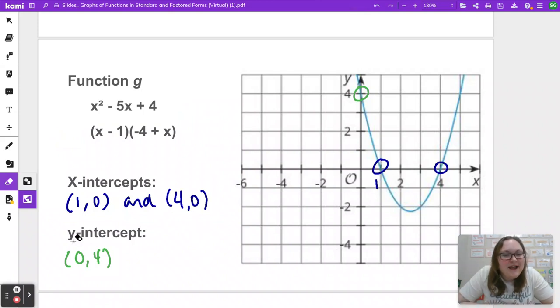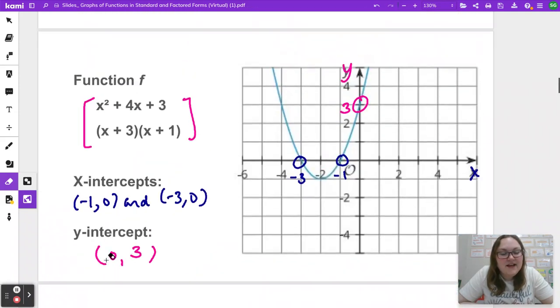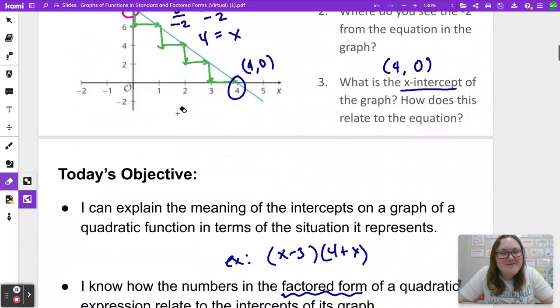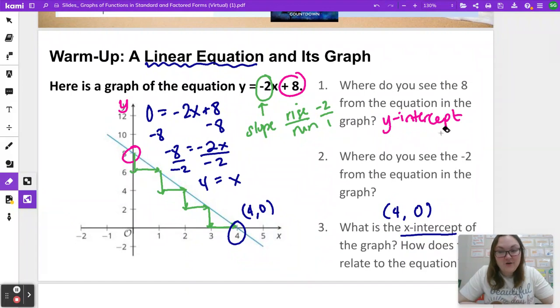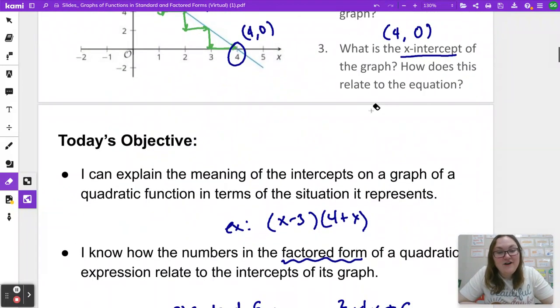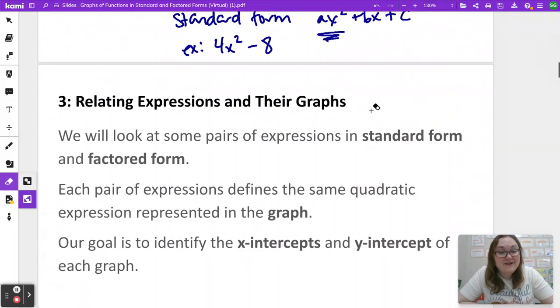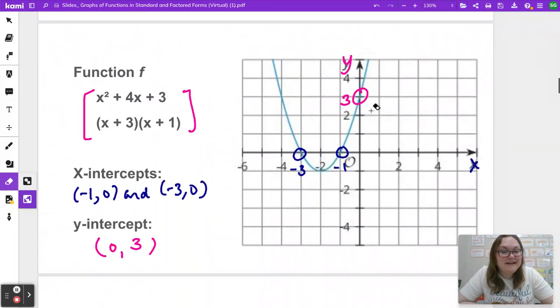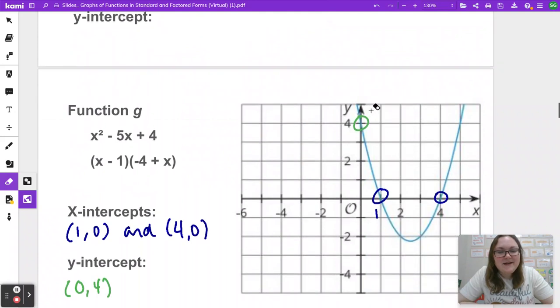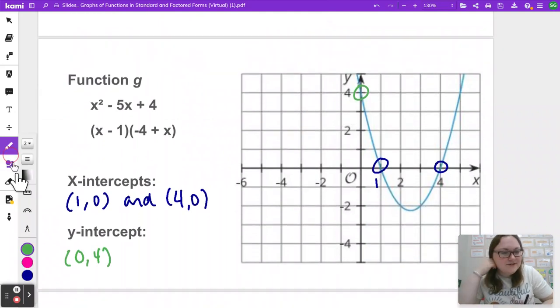So looking at our y-intercept, for this function here, our y-intercept was 4. And for this other one we did, our y-intercept was 3. And if you think about that warm-up we had done, our y-intercept was the number 8. All 3 of those, even though that first one is not a quadratic, all 3 of those have something in common.